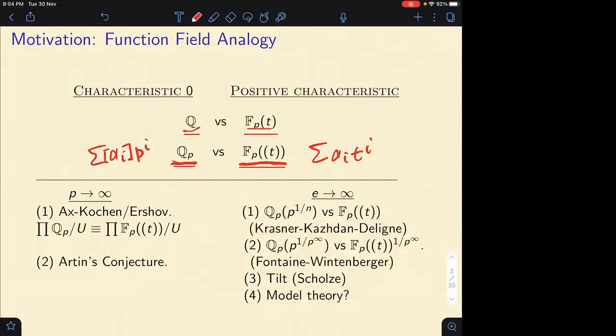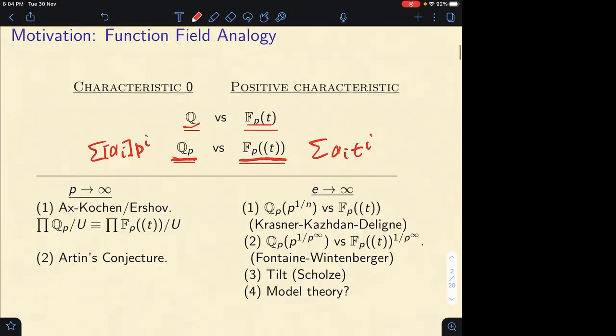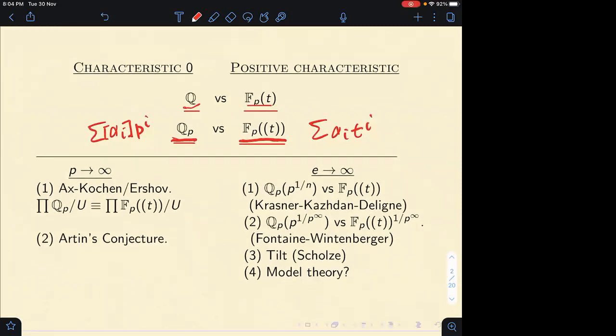In order to bridge the gap between characteristic 0 and positive characteristic, which is still evident by the examples that I gave, people discovered two very beautiful ways of doing this. So the first method is the method of letting the prime p go to infinity. So this was work by Ax–Kochen and Ershov in the 60s, which, among other things, showed that if you take a non-principal ultraproduct of the p-adics, and you take a non-principal ultraproduct of F_p((t)) over the same ultrafilter, then the remarkable thing is that the two fields satisfy exactly the same sentences.